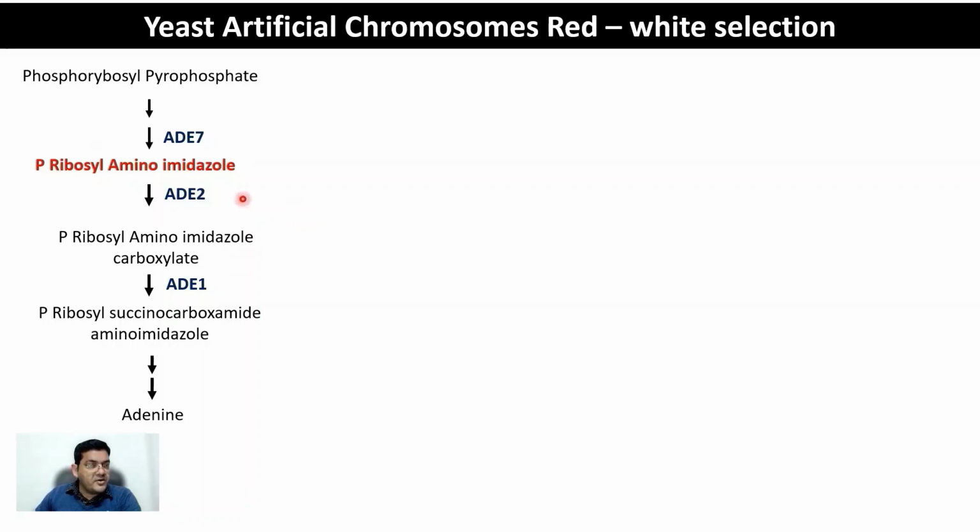So the mutations in ADE2 or ADE2 and ADE1 result in accumulation of the red metabolite, which is your p-ribosyl aminoimidazole, right? And this is responsible for the red color of the yeast cells in case they have mutations in ADE2 and ADE1. So now let's look at it in a more simple and representative fashion here.